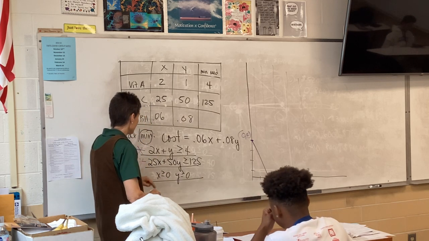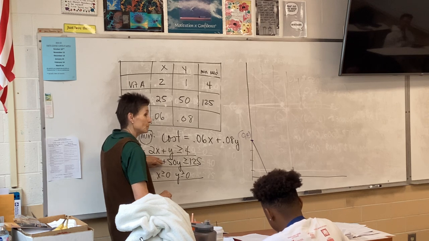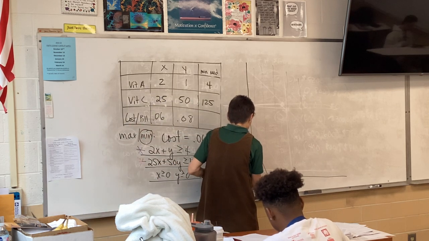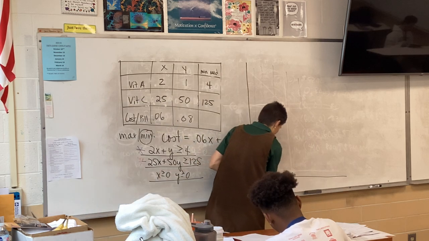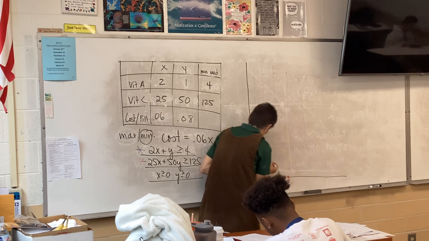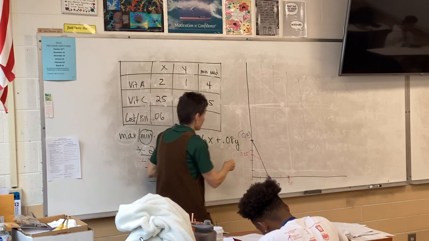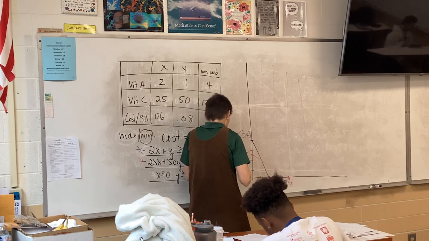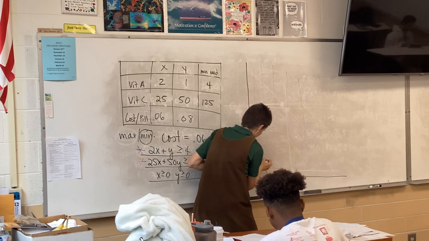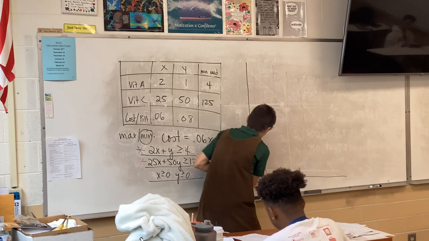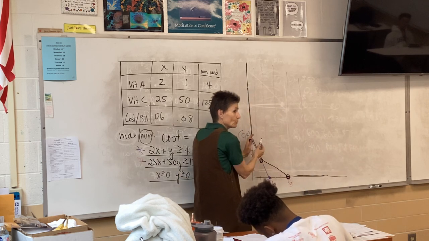Use your calculator to help you. If I cover up X, what's Y? 2.5. So 0, 2.5. And if I cover up Y, X is 5. So there's another one. And where is that one shaded? Out again. So it's all out here. So this time, the feasible region is all this out here. Would you agree with that?